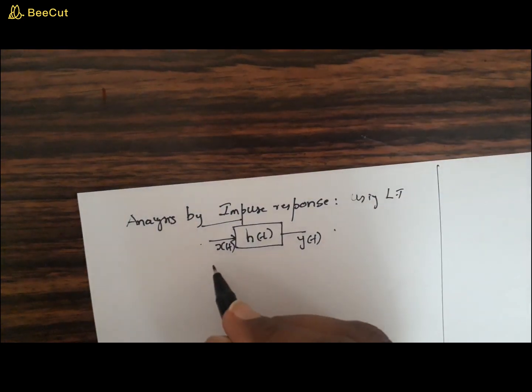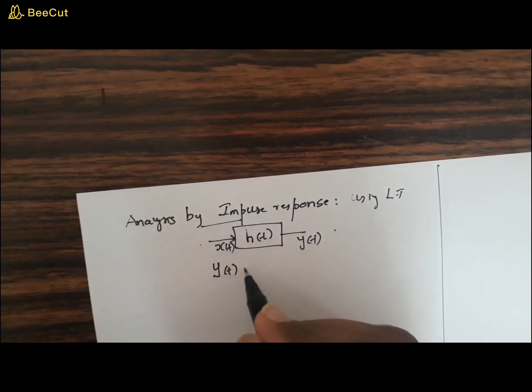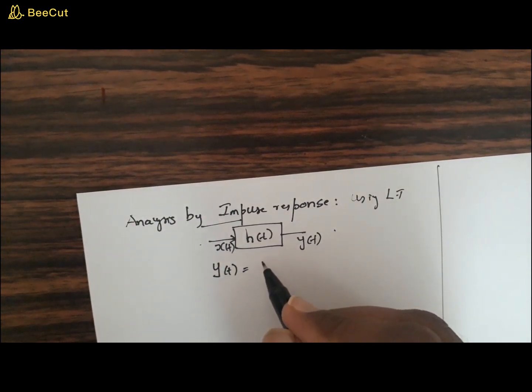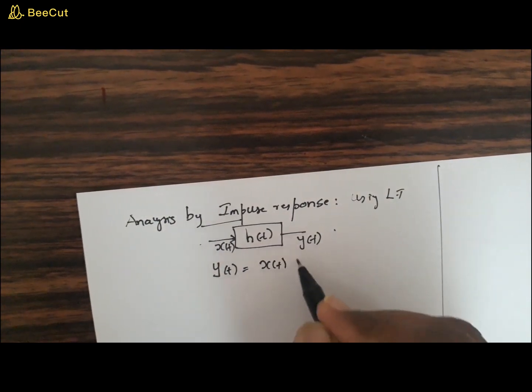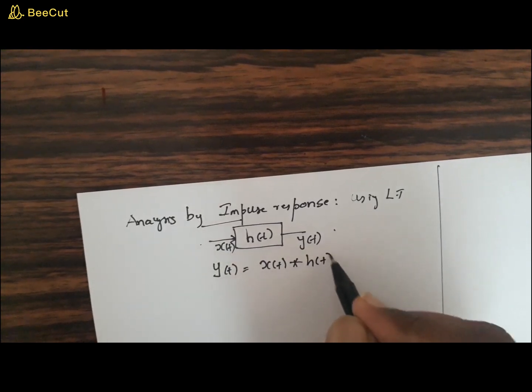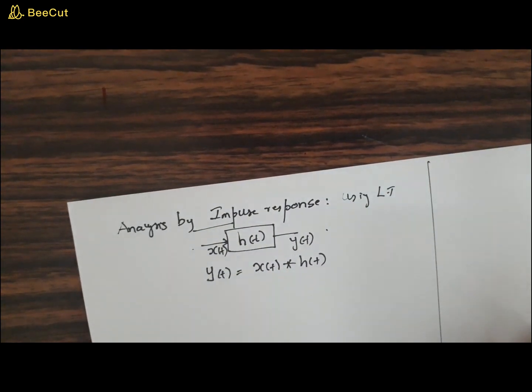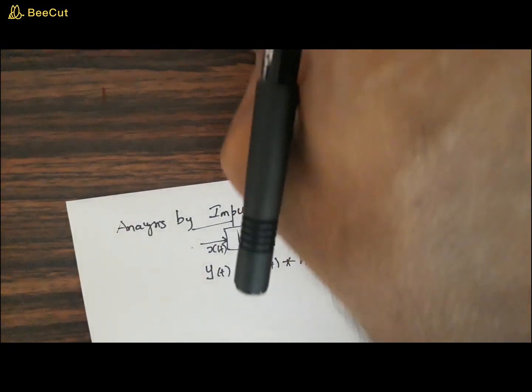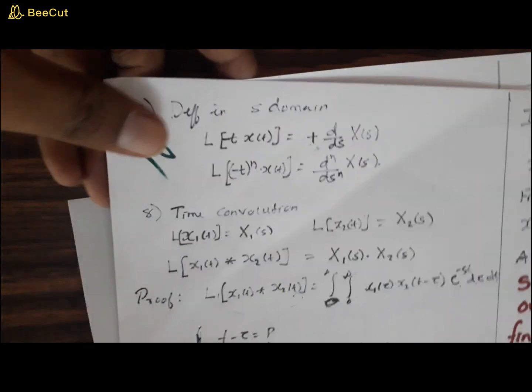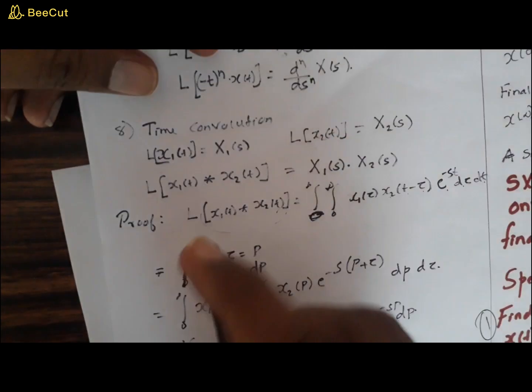So we know that y of t, for any LTI system, is x of t star h of t, right? Now we have seen in our previous classes, I think in the 10th video, while we were doing the time convolution, and I think I have proved that as well. So look at this. This is the time convolution.